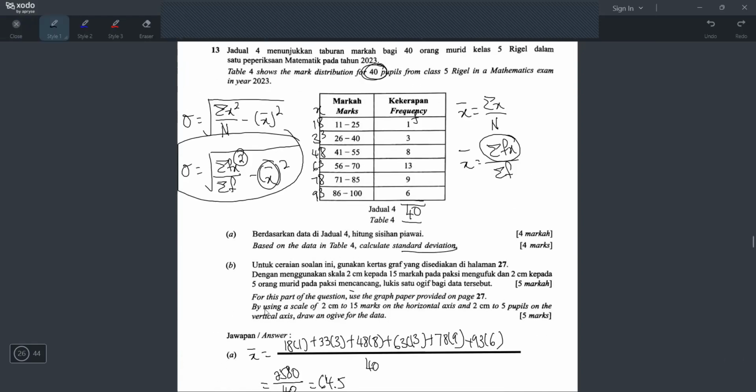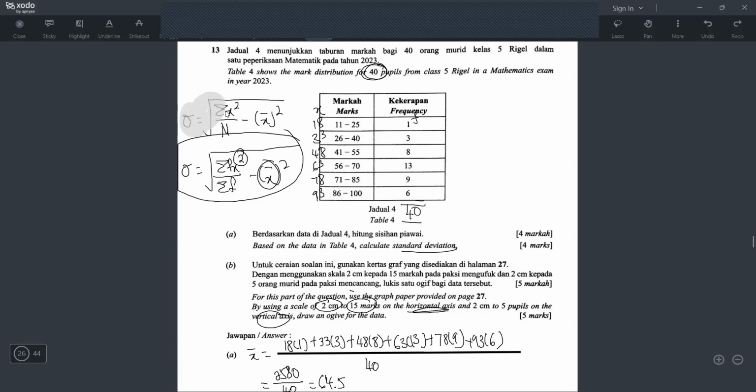Okay, but let's read what they want first. So they want you to use a scale of 2 cm to 15 marks on the horizontal axis, which is the x-axis, and then 2 cm to 5 people on the vertical, which is the y-axis. Draw an ogive. Okay, you need to memorize. For ogive, you need to memorize what you need for the x-axis and the y-axis, right? Okay, let's erase this first because I need space.